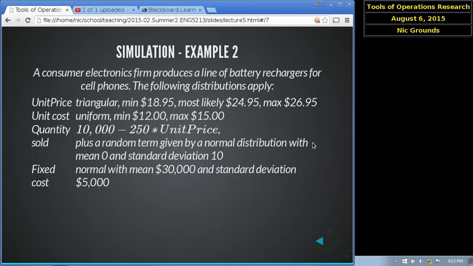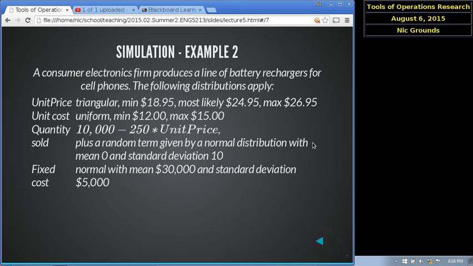Plus, we're going to add to that another random term, just to represent randomness in the market. Sometimes people are in the mood to buy battery chargers, regardless of the price or whatever. So we're going to add a random term that's parameterized as a normal distribution with a mean of 0 and a standard deviation of 10. Okay, so that might actually add to the quantity sold. It might actually subtract more from the quantity sold, because it's normally distributed, and a mean of 0 means we might be above 0, we might be less than 0. Okay, so all those 3 components go together to represent the number we sell.